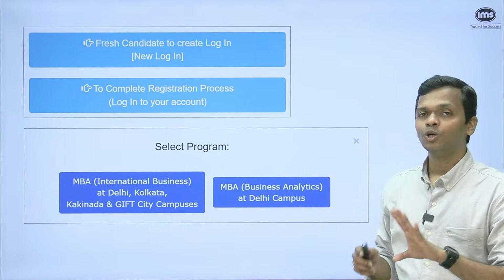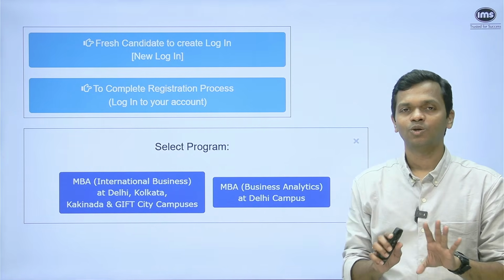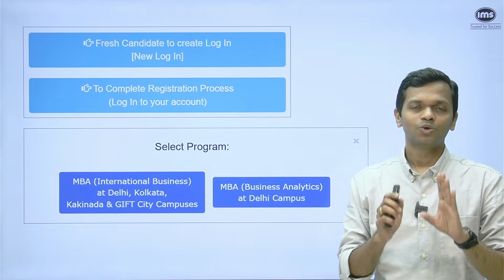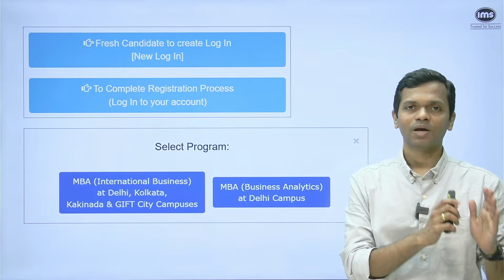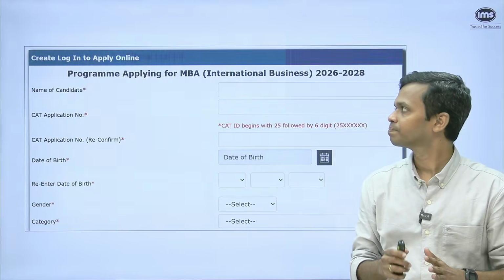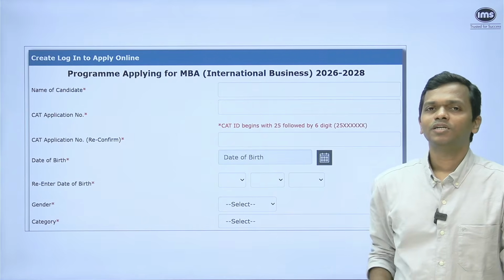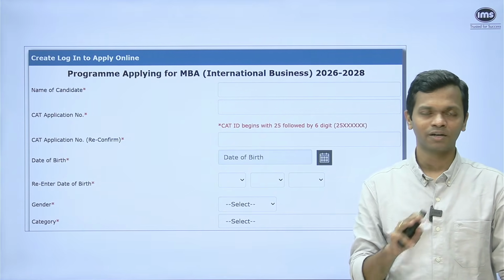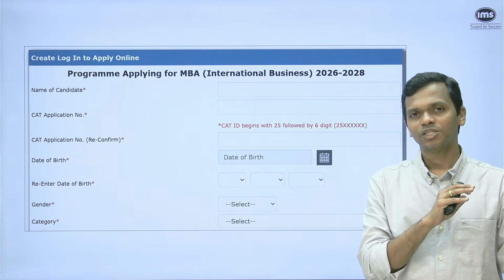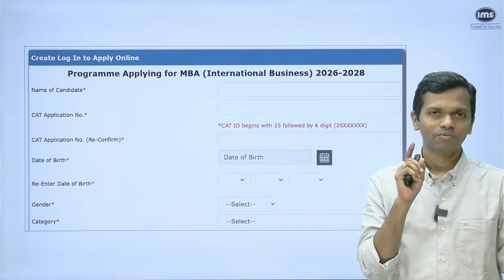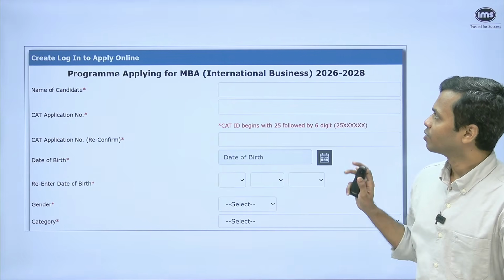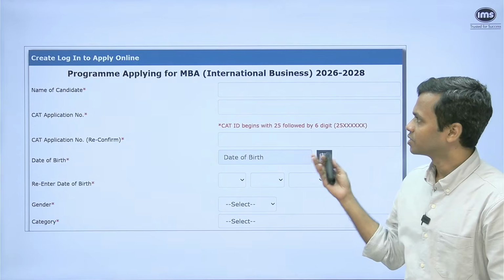So these are 2 separate applications. Don't think that it is a singular application or integrated application. These are 2 separate applications if you're applying to the IB program and the BA program. So what I'll do is I'll take you through the entire IB process. The BA process is exactly the same. The form is pretty much the same, with one little additional thing which I will show you at the end of the video.